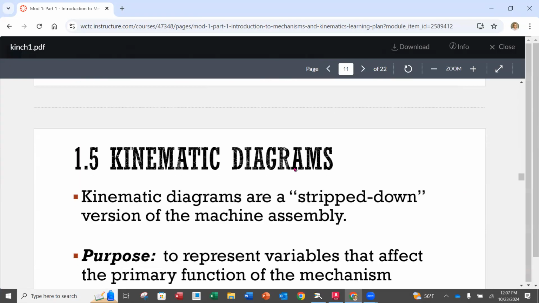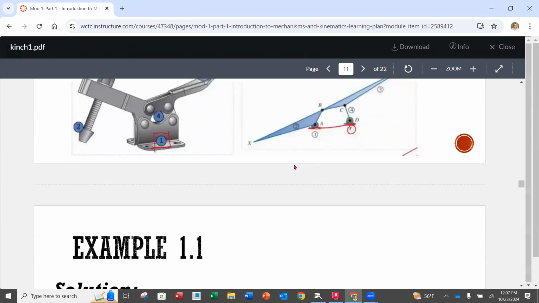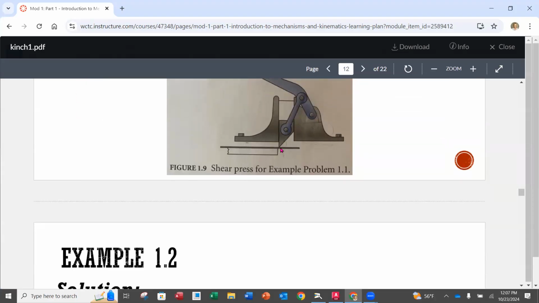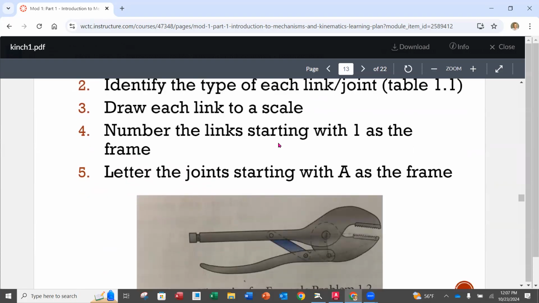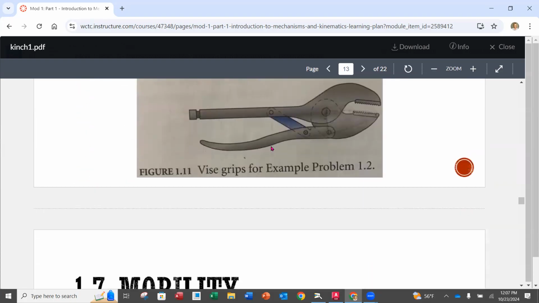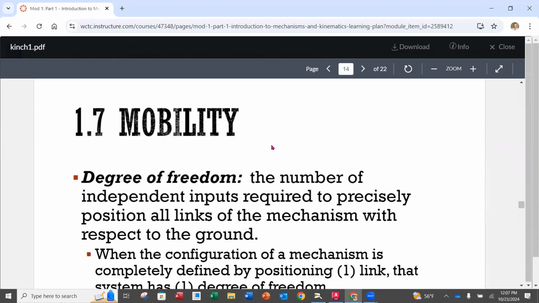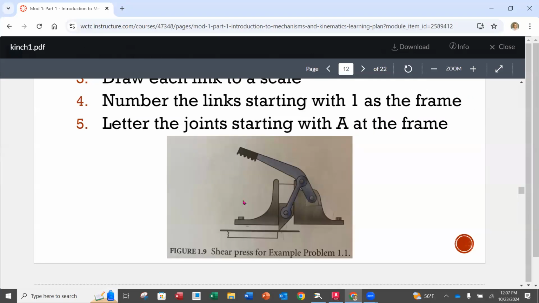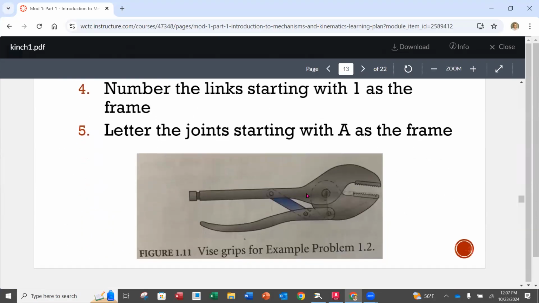So we talked about terminology, and then most specifically, we were talking about getting used to the standard symbols and how to represent mechanisms using the kinematic diagram method. So we had done 2 kinematic diagrams. We sketched this particular shear. And then we also on AutoCAD, we created the kinematic diagram for this vise script.